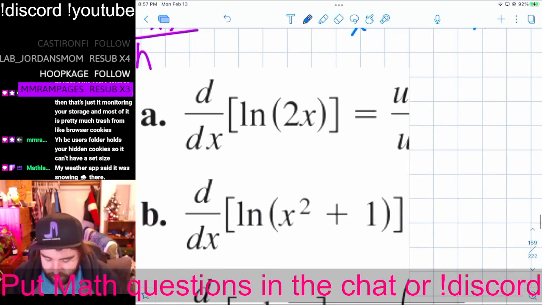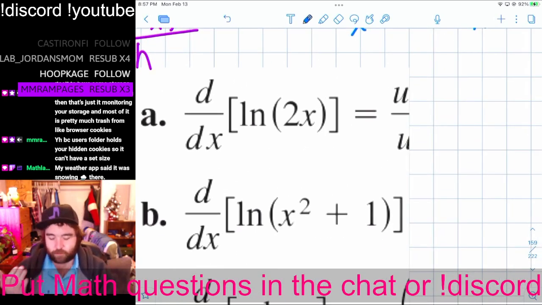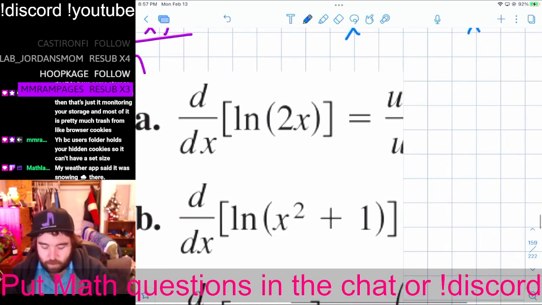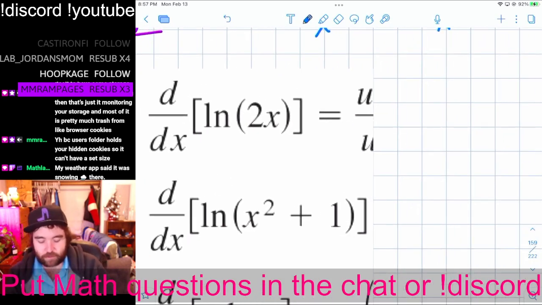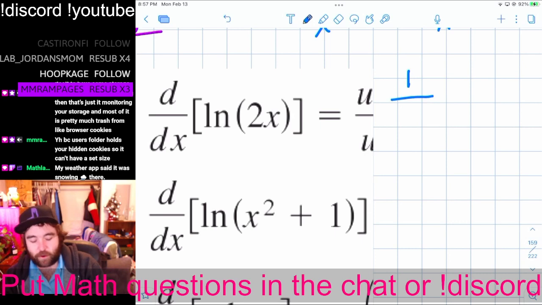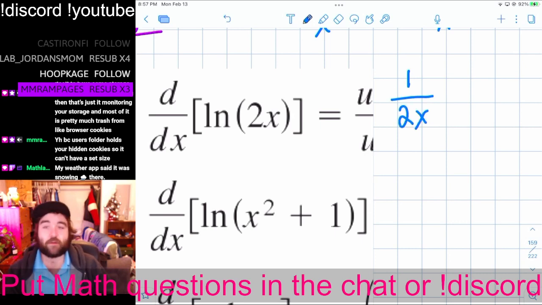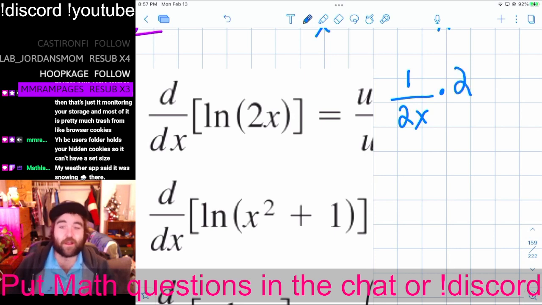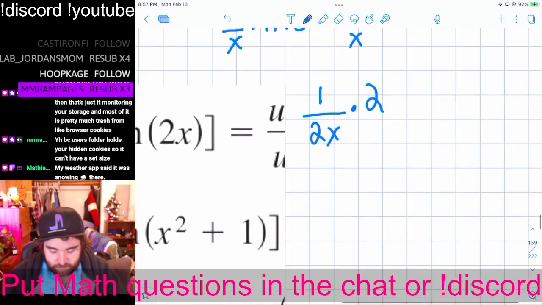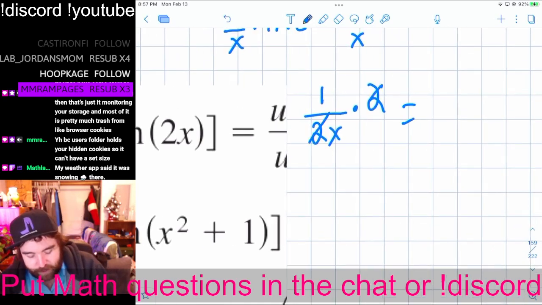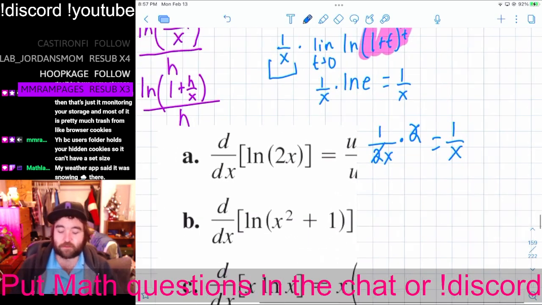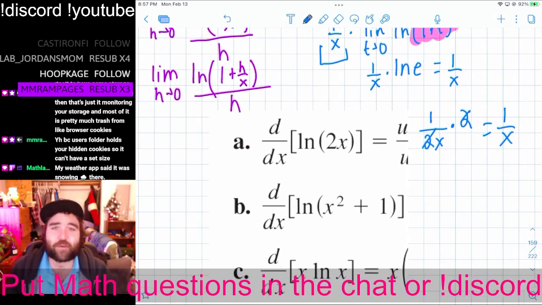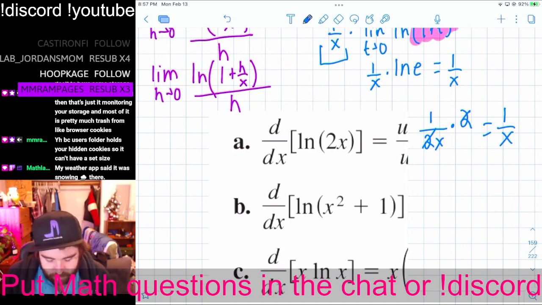And so now here we can use it. So this is just a little chain rule, right? No worries. So we're going to do the ln of 2x, so 1 over 2x, times the derivative of the inside, which is just 2. And that's quite interesting, right? Because the 2's cancel. And you just end up with 1 over x, which is a little surprising at first, right? The derivative of ln of 2x is the same as the derivative of ln of x.